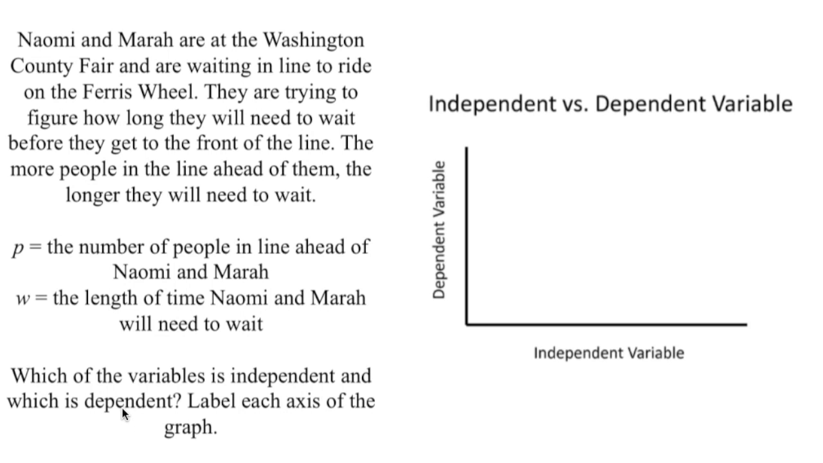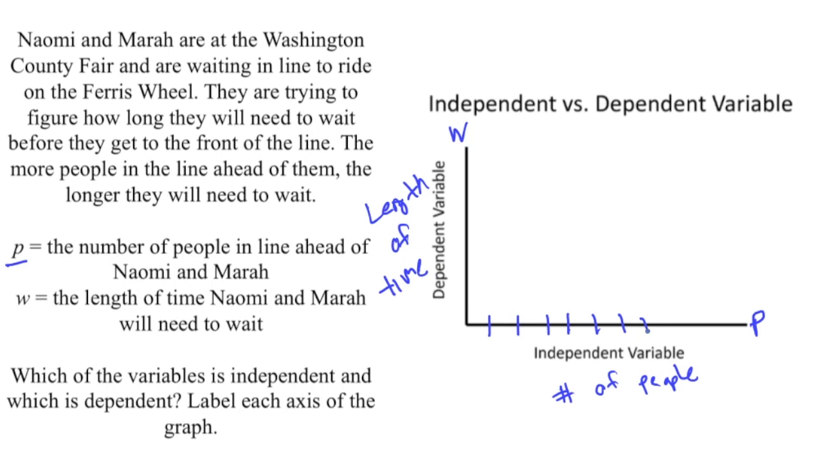All right. Now think about it. Isn't the length of time going to be dependent on the number of people, right? So the independent variable is going to be the number of people. So this is going to be the P value, because P is the number of people, and W is going to be the length of time Naomi and Mara will need to wait. So this is going to be the number of people, and this is going to be the length of time. So as the number of people increases, we can expect that the length of time to wait for the ride is going to increase as well. So the number of people is the independent variable, and the length of time to get on the ride is the dependent variable.